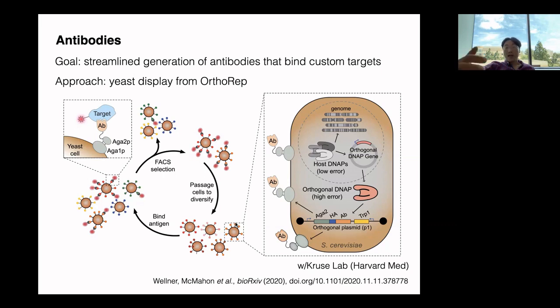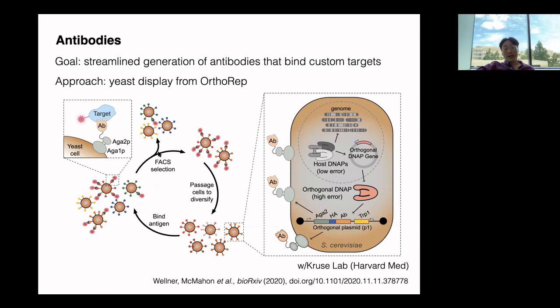What we wanted to do was just add OrthoRep to the picture because we thought it would be quite valuable to be able to continuously diversify the presented antibody. And if you can continuously diversify the presented antibody, you can imagine a very streamlined antibody evolution cycle where we just grow cells that diversify the antibodies presented. And then we use the typical FACS selection. We're working on more streamlined selections as well, but in this experiment, we just did FACS selection for target binding.